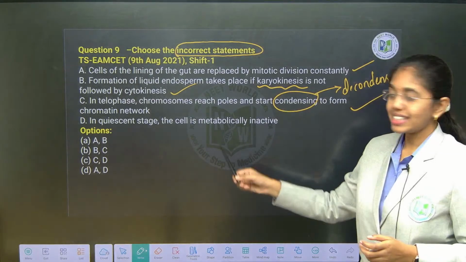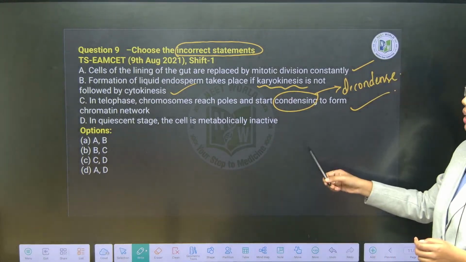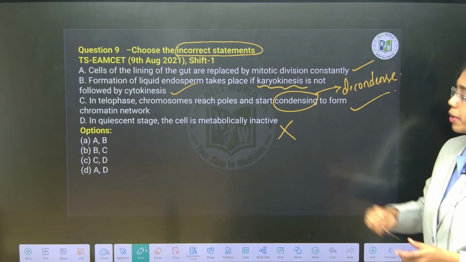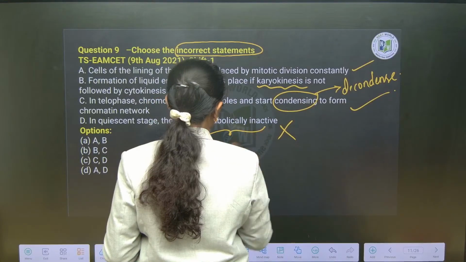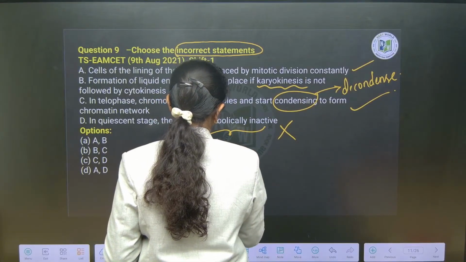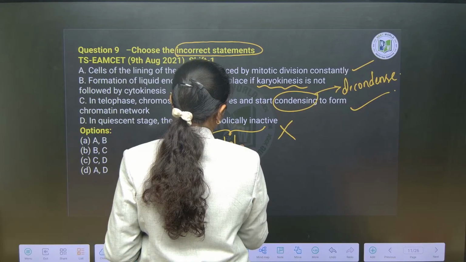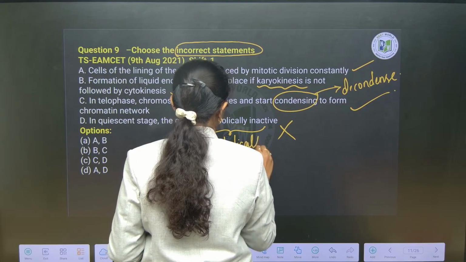In quiescent stage, the cell is metabolically inactive, which is wrong, because in quiescent stage, the cell is metabolically active.